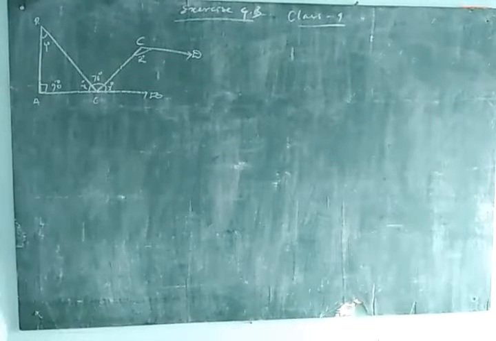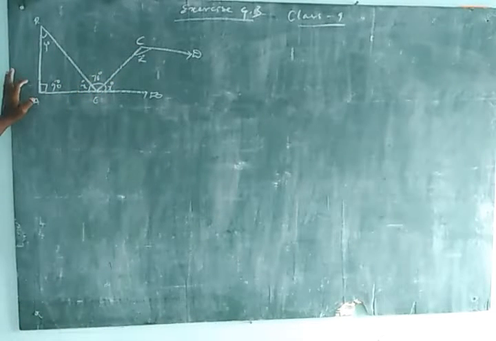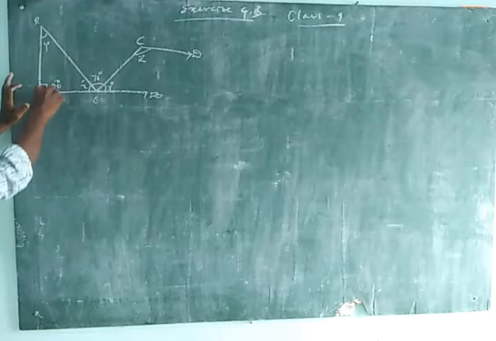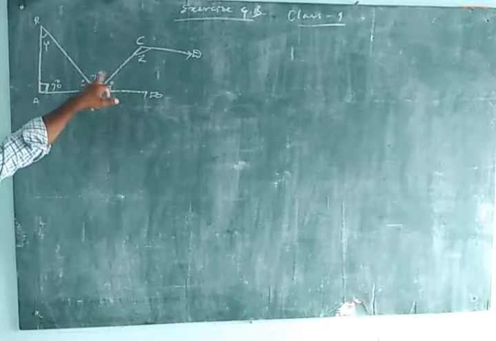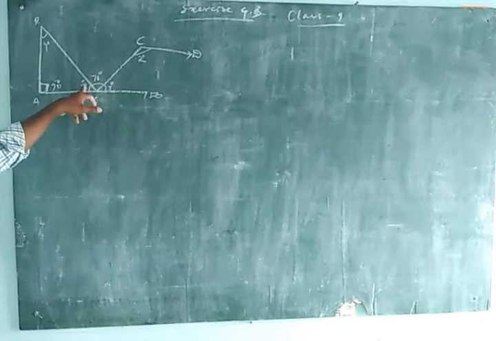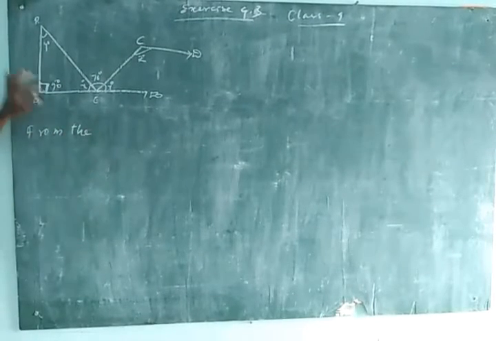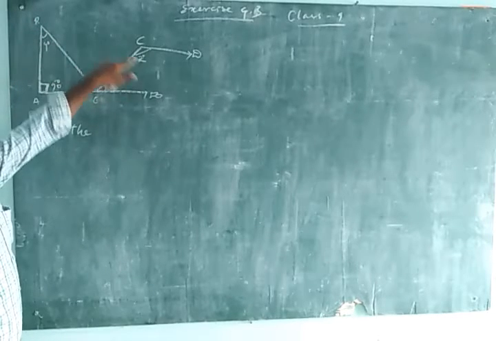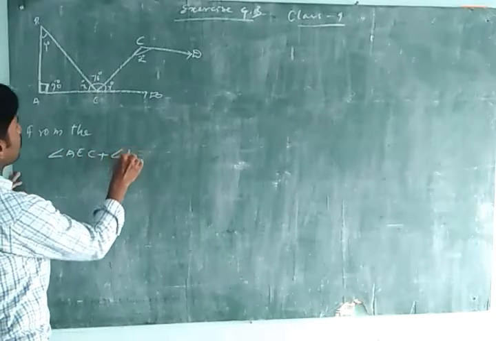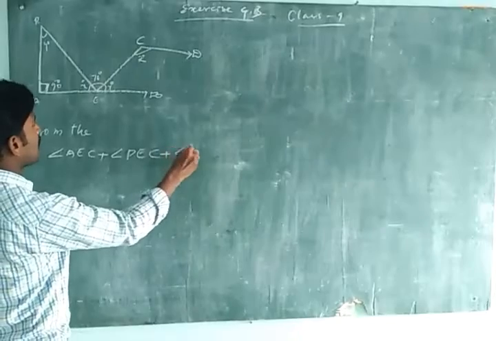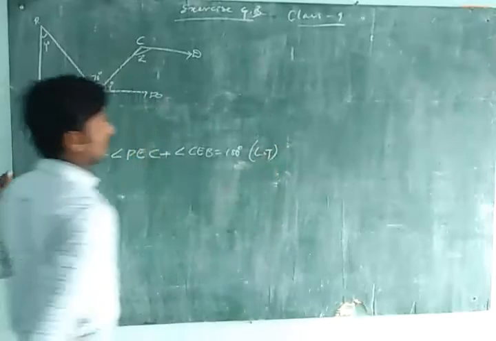Okay. From the figure, AB and CD are parallel. We can extend here also. We need to find x, y, z. Here observe the figure. There is x, 70, x. All are three angles, a triangle making a linear triplet. Linear triplet must be equal to 180 degrees. So from the figure, angle AEC plus angle PEC plus angle CEB is equal to 180 degrees since linear triplet.